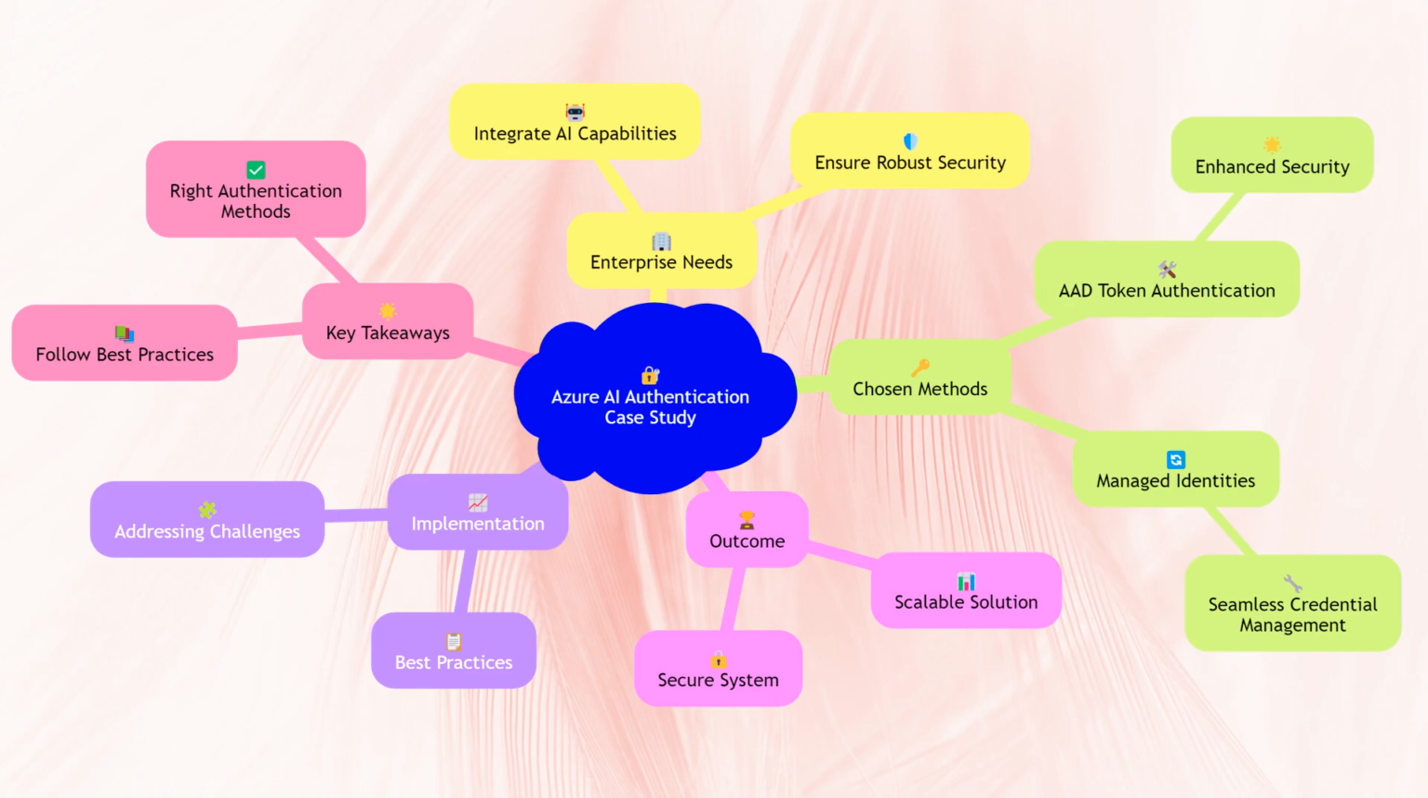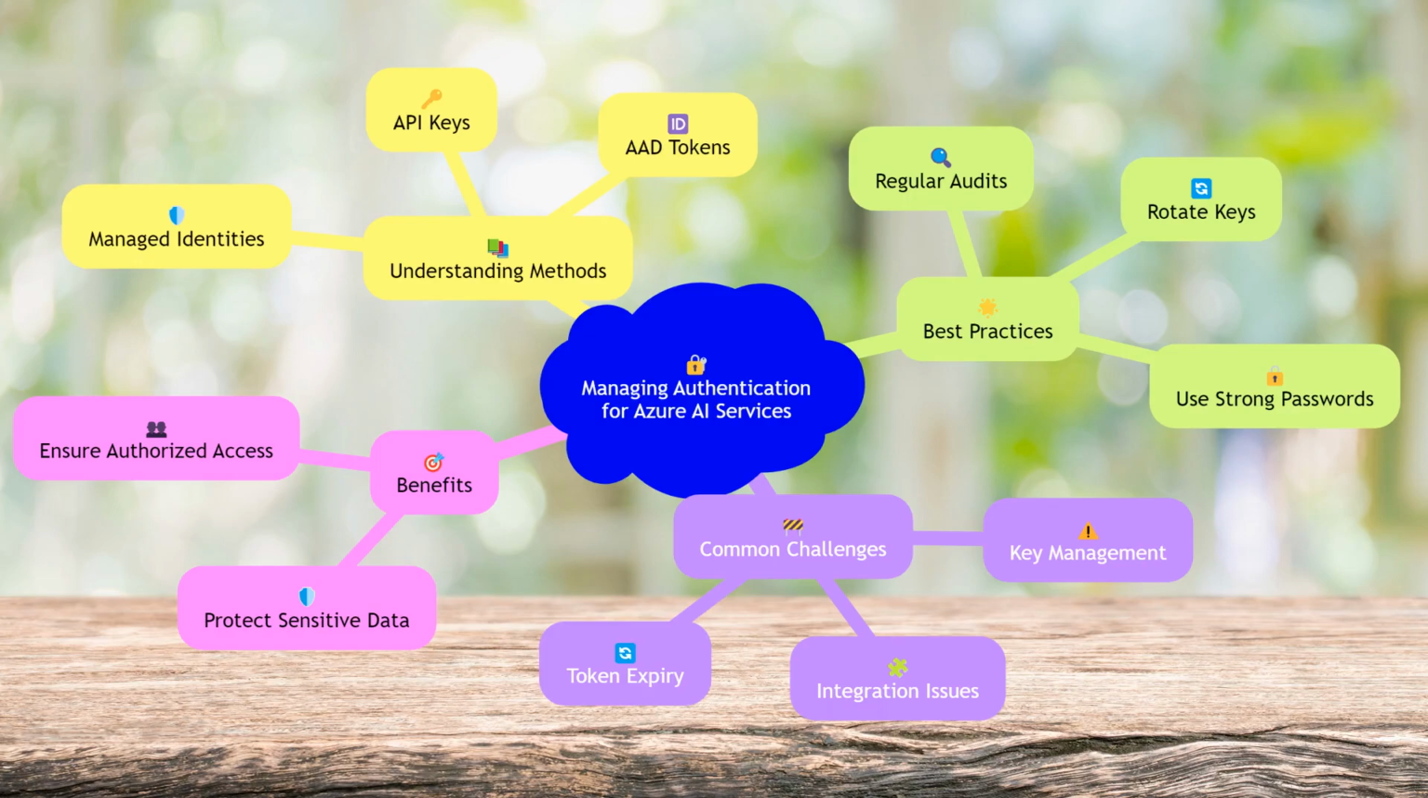In conclusion, managing authentication for Azure AI services is a critical aspect of ensuring secure and efficient access to AI capabilities. Understanding the different authentication methods, such as API keys, AAD tokens, and managed identities, is essential for choosing the right approach for your application. Following best practices and addressing common challenges can help maintain a robust authentication system. By implementing secure authentication mechanisms, you can protect sensitive data and ensure that only authorized users and applications can access your Azure AI services.